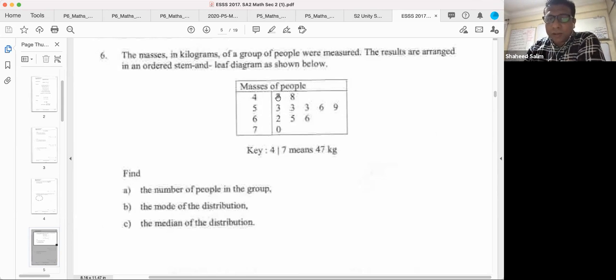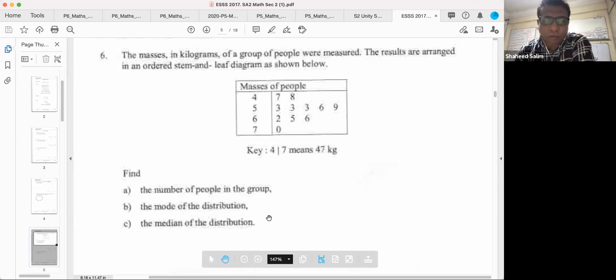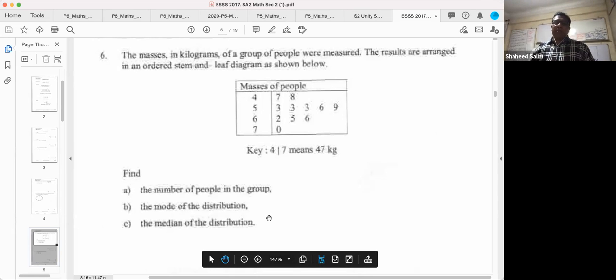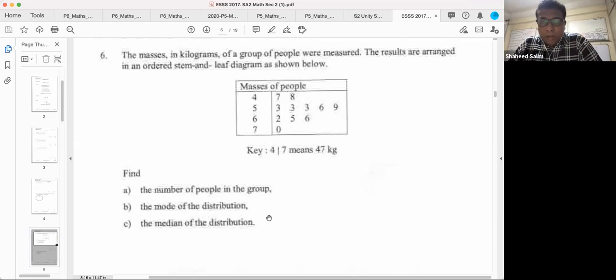How to read? This is 47 kg. This is 48 kg. These are the people on here. There's 1%, 2%. These are the number of people. This one is 70 kg. This is 62 kg. This is 61, and so on. Can you find out the answer to A, B, C? Find the number of people. Yes, you are correct. You'll be a statistician. Well done, Akila. You will also be a statistician.